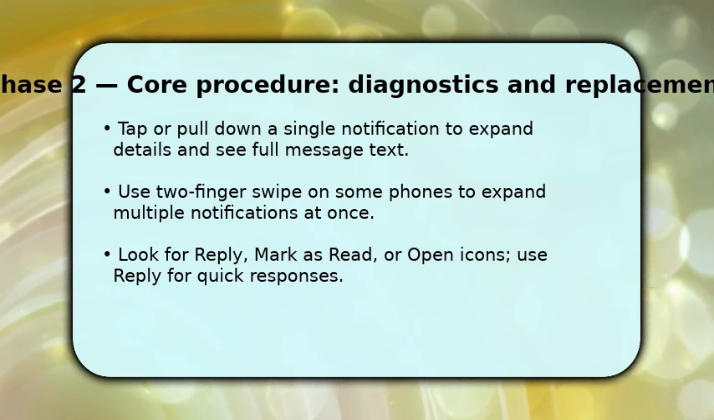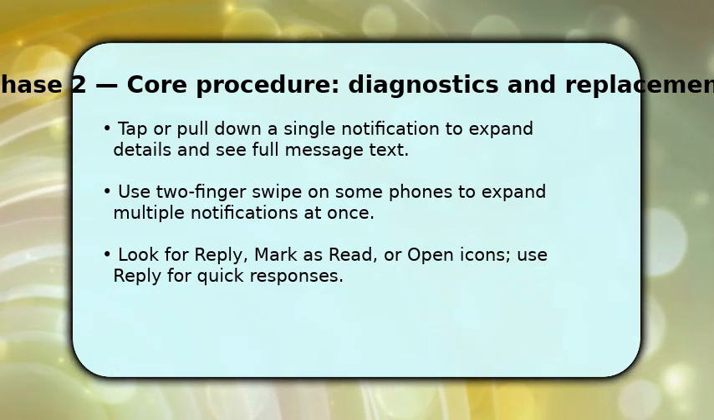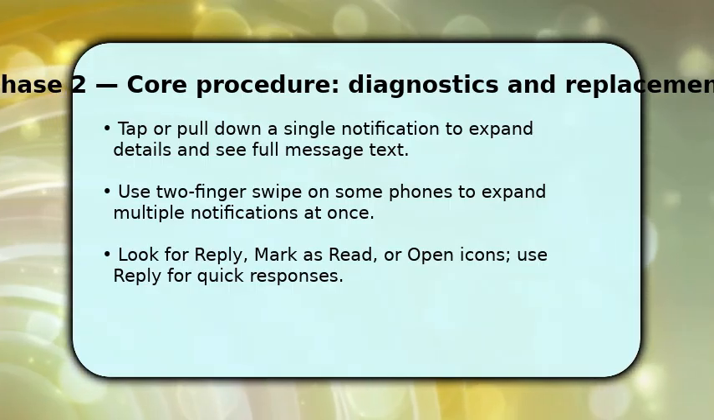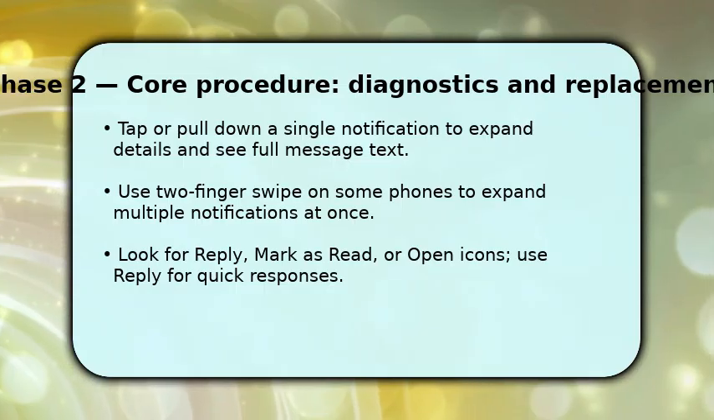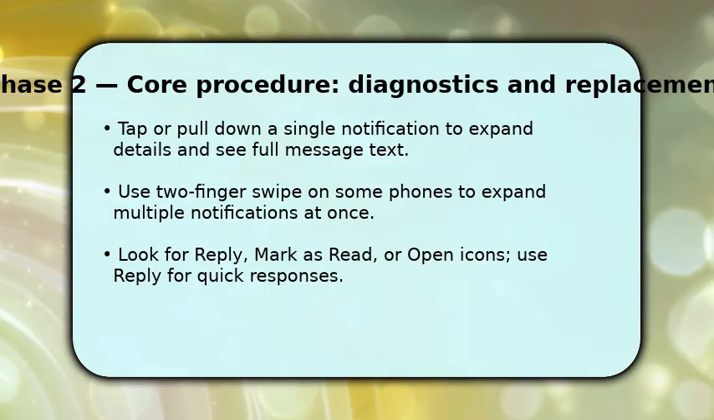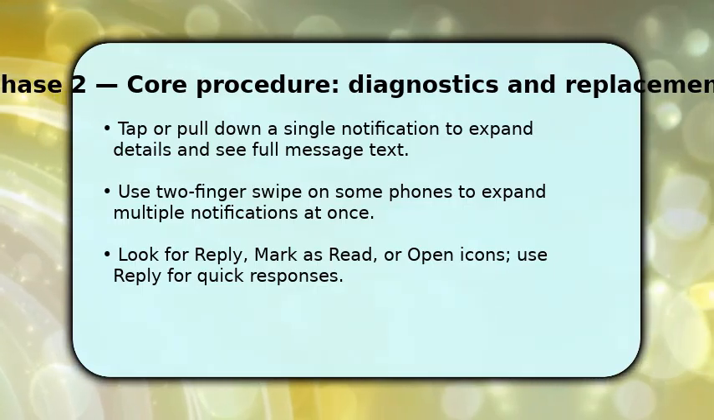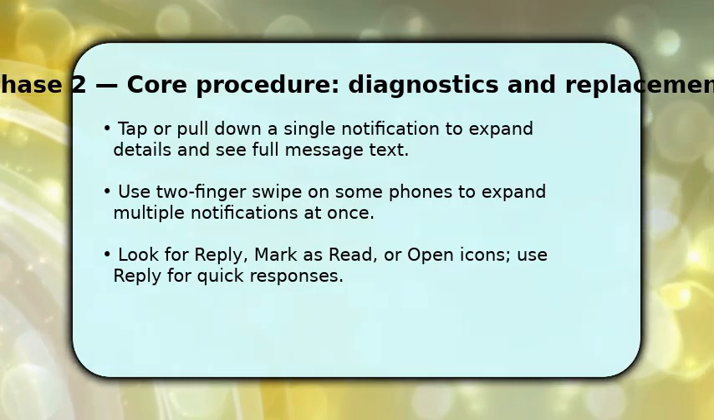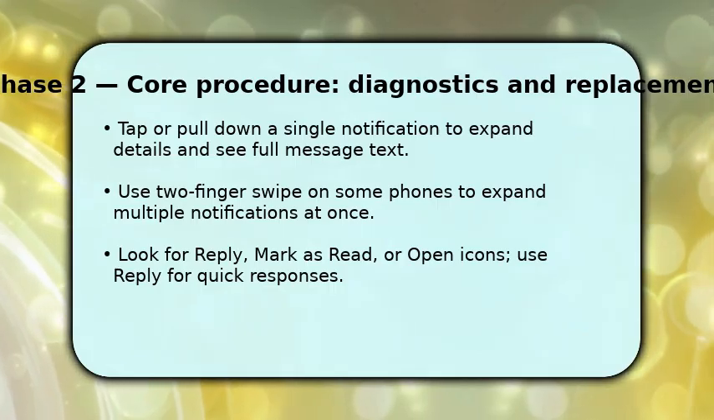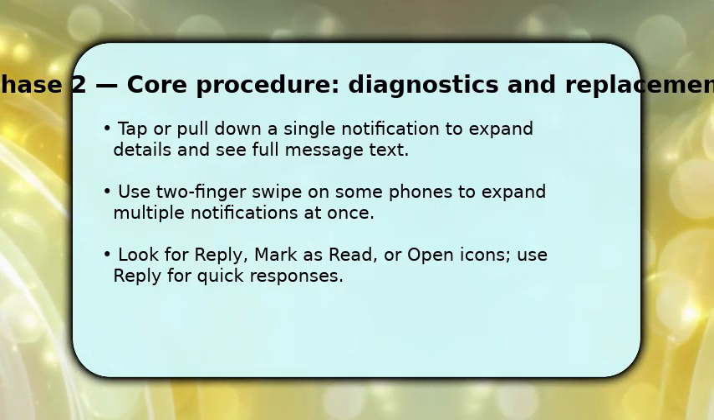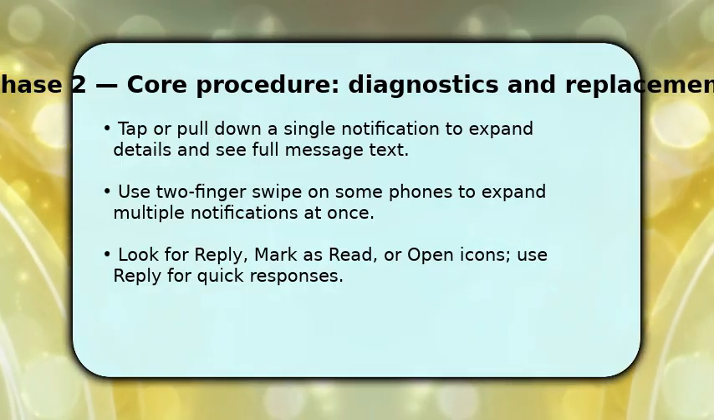Once the bar is visible, target the specific message notification and tap or pull it down to expand. That reveals the full text and any media attached. On some devices, you can use 2 fingers to expand several notifications, which saves time. Use that when triaging. Make sure to notice action buttons like Reply, Mark as Read, or Open. Reply sends a quick inline response without launching the full app, whereas Open brings you into the conversation for context.